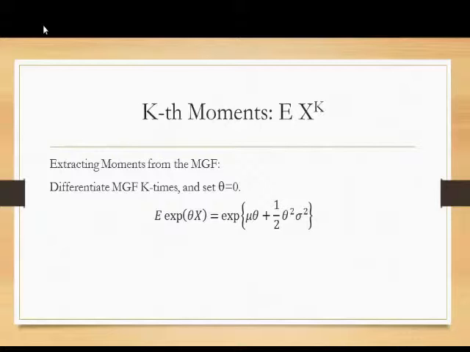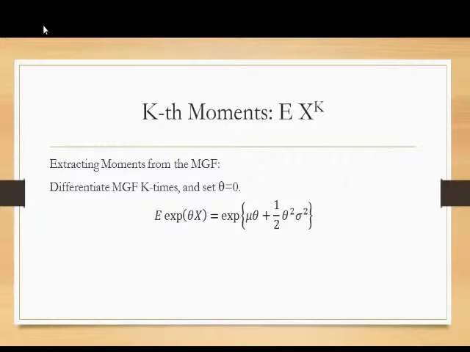Not yet setting theta to 0, just the derivative. What's the derivative? E to the something, the derivative is e to the something again times the derivative of the something. So what is the derivative of the something? It's mu plus sigma squared times theta, right?